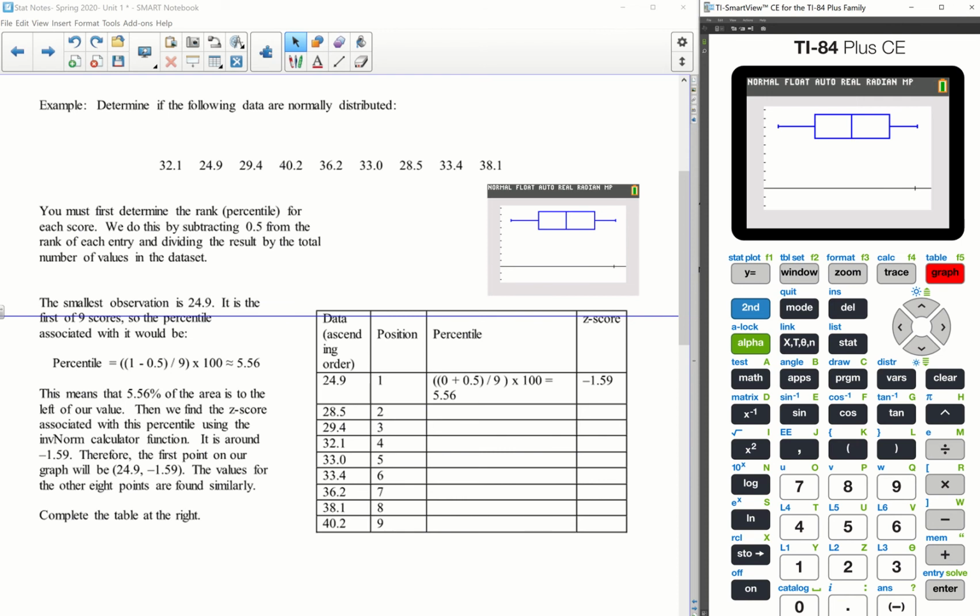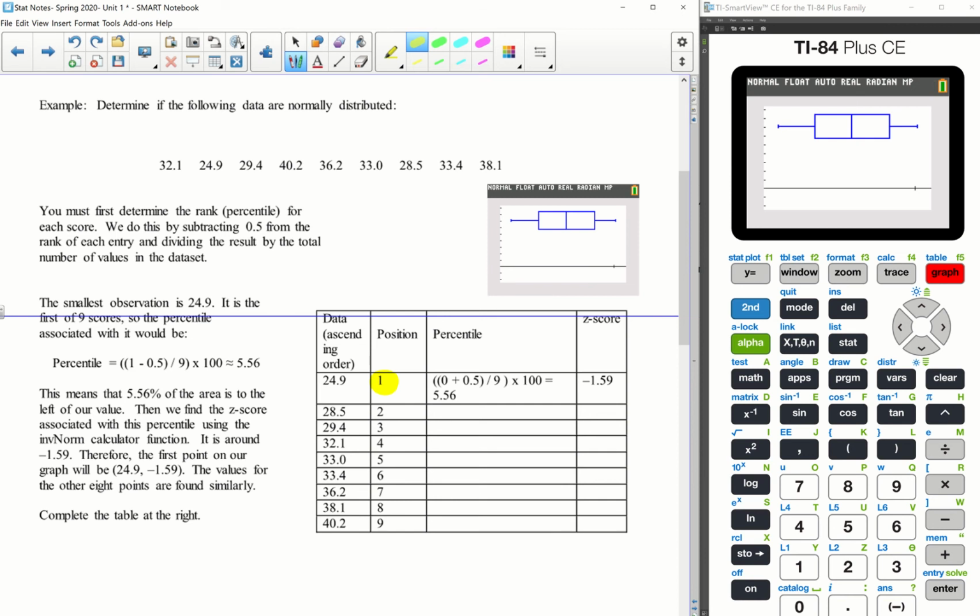The smallest observation is 24.9. It is the first of 9 scores, so the percentile associated with it would be 1 minus 0.5. So we're taking its rank. We'll highlight that. Its position, it's the smallest value in the set, so it's the first position. We're subtracting 0.5 from that and dividing it by the total number of values in the set. And what that does is it gives us a percentile value.